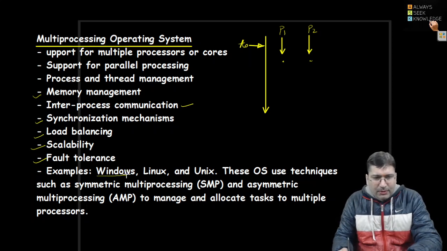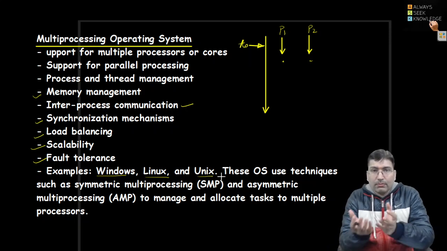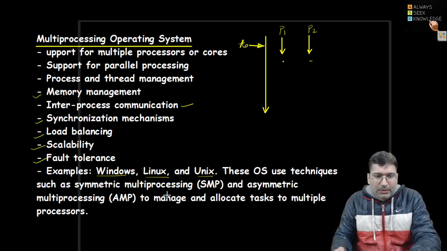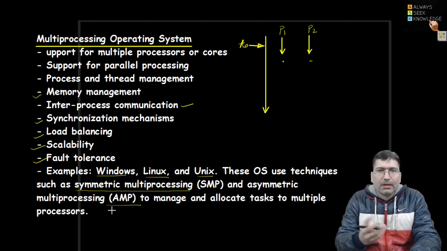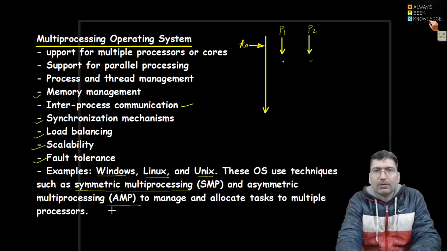Examples like Windows, Linux and Unix can support multiprocessing if your processor supports that, with the help of features like symmetric multiprocessing and asymmetric multiprocessing. So the features are available. If your architecture is supportive to execute parallel processes, then such an operating system can support it.